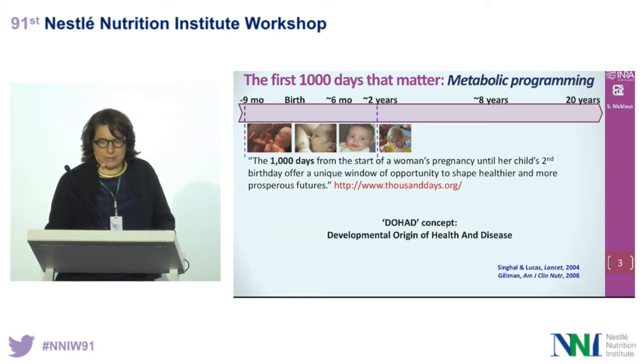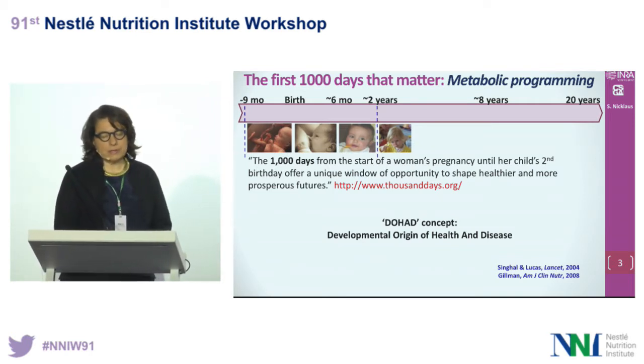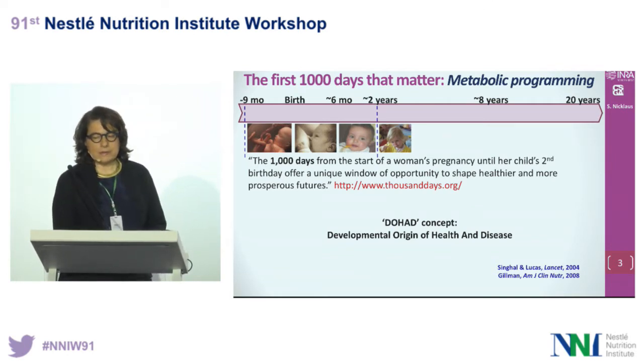So to start this presentation, first I want to remind you, because I'm sure you are all aware of that, we're currently talking about metabolic programming during the first 1,000 days of life. That is the period going from conception to the age of 2. During this short period of life, the quality of the nutritional environment has an impact on the development of later health. And this is known as the DOHaD concept, the developmental origin of health and disease.